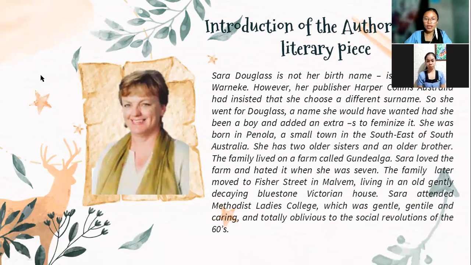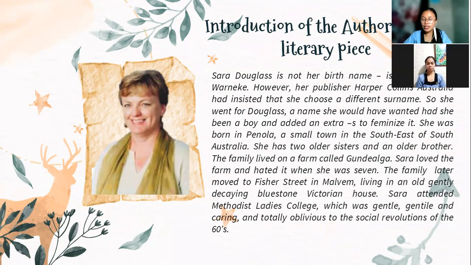Introduction. Sara Douglas is not her birth name. It is actually Sara Wernecki. However, her publisher, HarperCollins Australia, had insisted that she choose a different surname. So she went for Douglas, a name she would have wanted had she been a boy, and added an extra S to feminize it. She was born in Pinola, a small town in the southeast of South Australia.